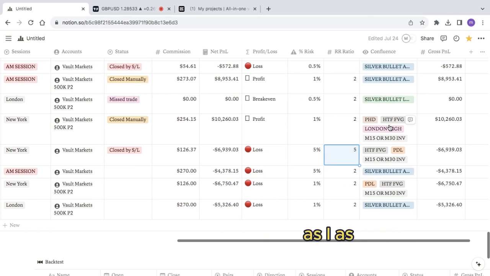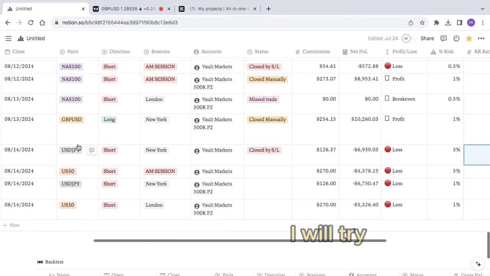It was a very simple setup. As I said, there's a higher time frame fair value gap. Price had taken the previous daily high. Price had given me an M15 fair value gap. Everything was aligning.